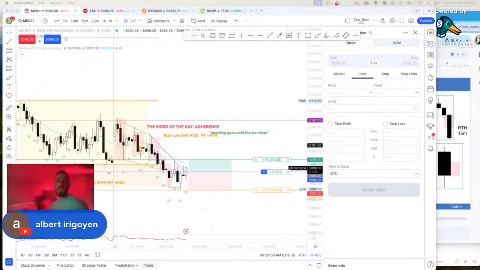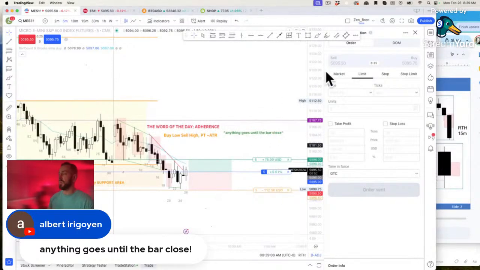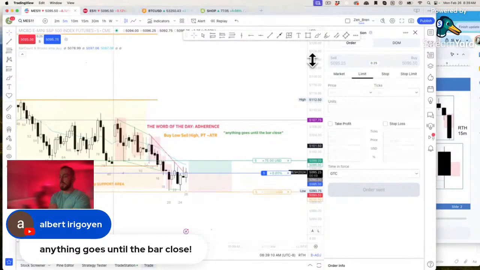Thank you, Albert. Everyone else, type it in the chat. Anything goes until the bar close. This is a reminder. This is the lesson of the day, okay? And what does that mean? It means you make decisions close to close. Why? Because the probability shifts close to close.